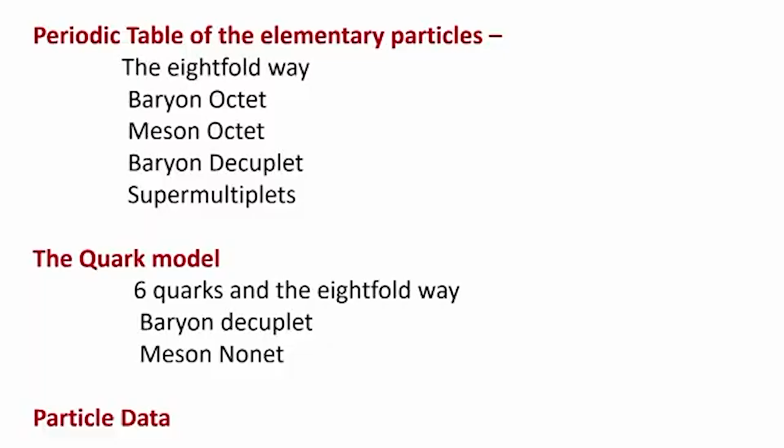In particular, we will talk about the baryon octet, meson octet, baryon decuplet, and supermultiplets. And finally, we will talk about the composition of each of these hadrons, which are the quarks. So, we will talk about 6 quarks and the eightfold way of quarks. We will talk about the baryon decuplet again in terms of these quarks, and the meson nonet. And finally, we will give you particle data so that you can store it and use it later, which will contain the masses etc. of different particles and all these elementary particles.